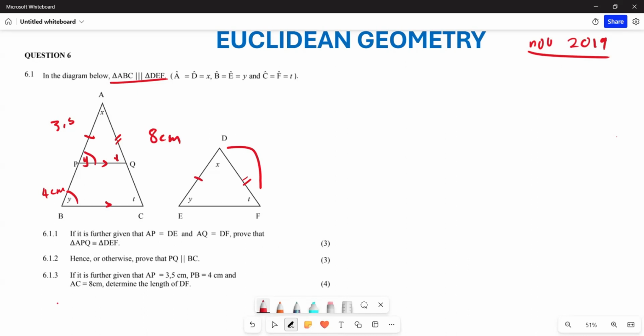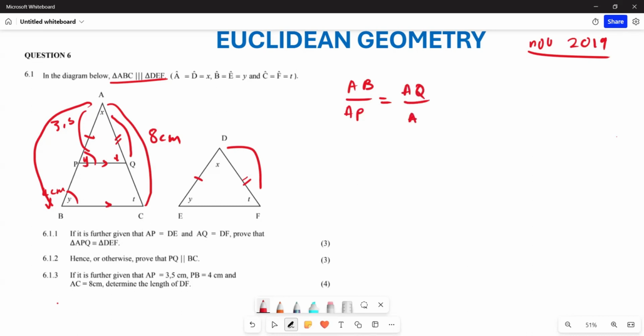So which means it tells us that if you are looking for AP, let's say you are using this side AB over your AP is going to be the same as what? Your side AC over your AQ. Can you see that? Okay. So which means now, what is it that you're going to do? You're going to say, look, my AB over my AP is going to be close to my AQ over my AC, which is going to be equal to what? Which is also going to be the same as what?